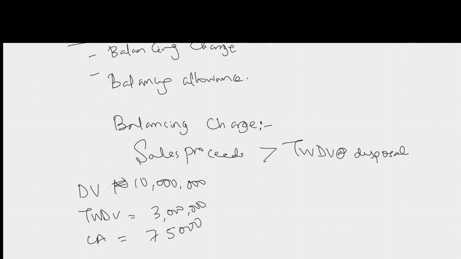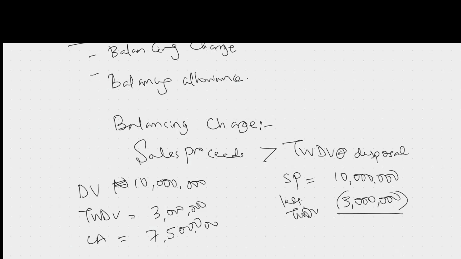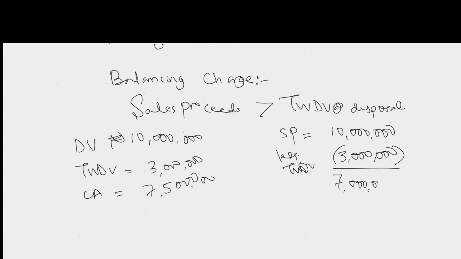So, how do you calculate your balancing charge? Your balancing charge will be your disposal value, 10 million, less your taxable value at disposal, not the cost, so 3 million. And now we have 7 million as our balancing charge. Okay, so 7 million as balancing charge.